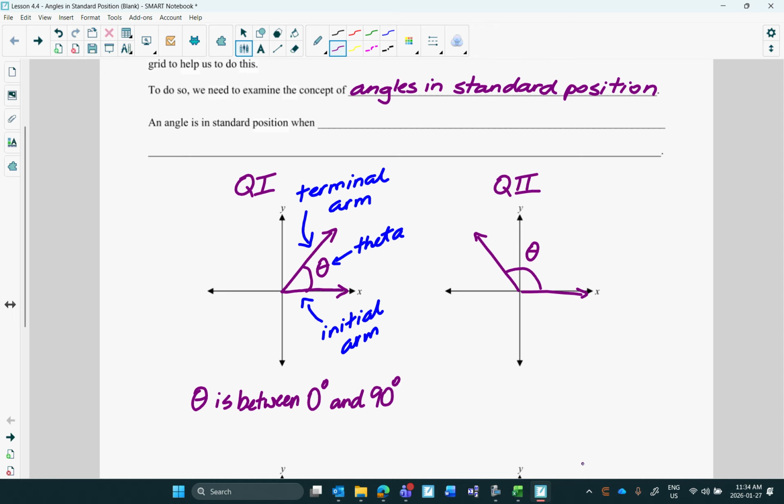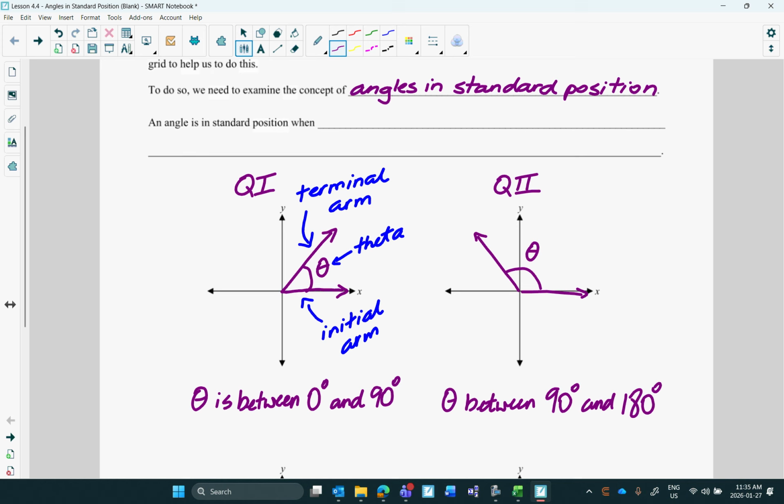What are all the angles I can draw in this quadrant? Between what and what? Not 0. Between 90 and 180. From here to here. Okay? So theta between 90 degrees and 180 degrees. So if I want to draw an angle anywhere between there, my terminal arm has to end up in quadrant 2.